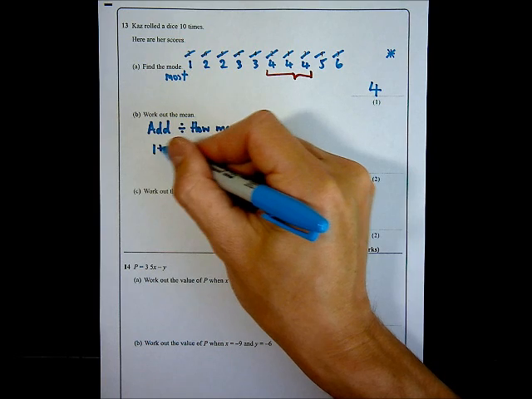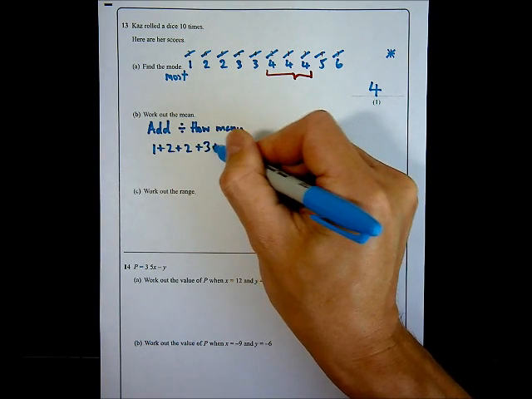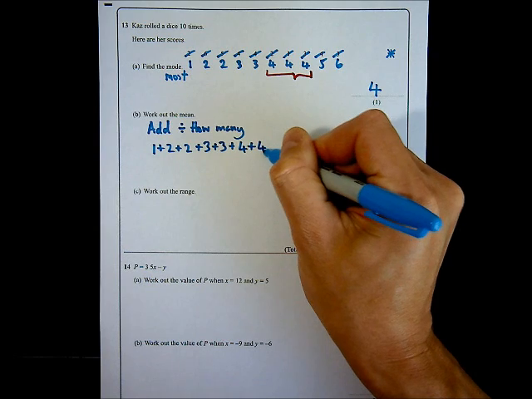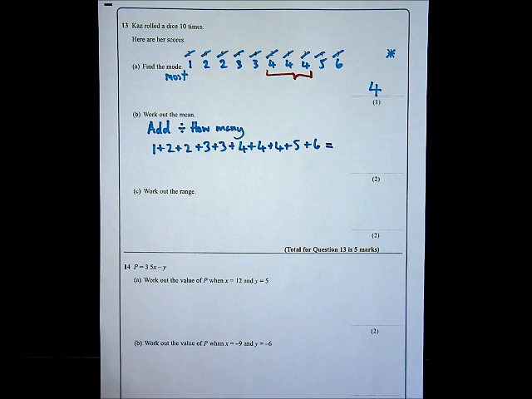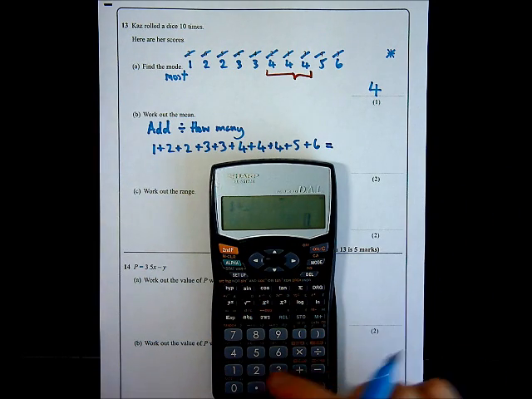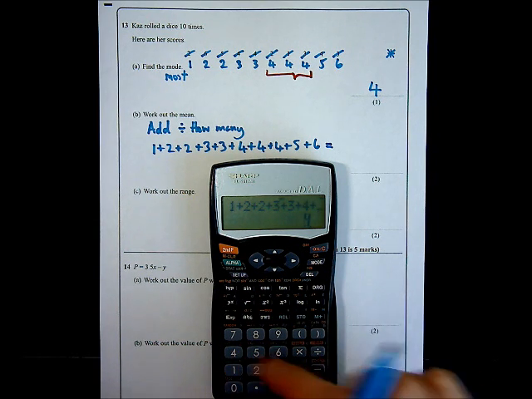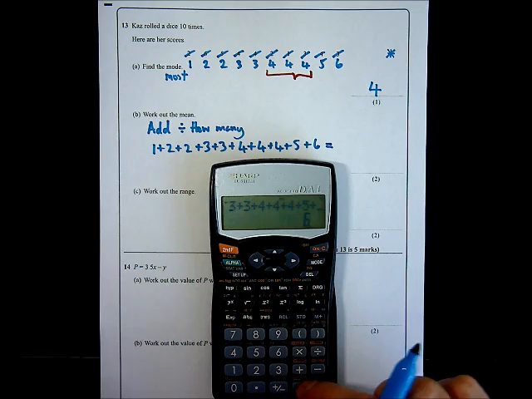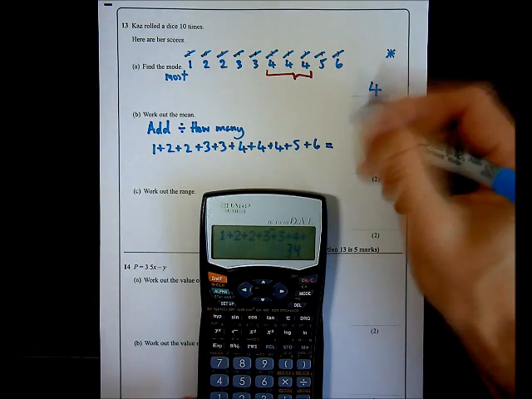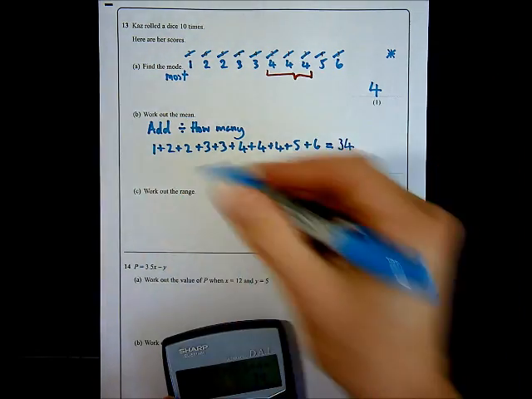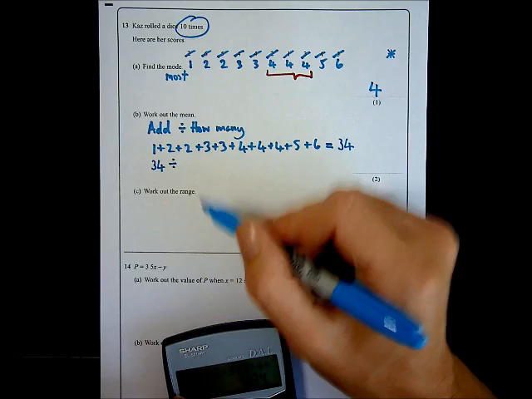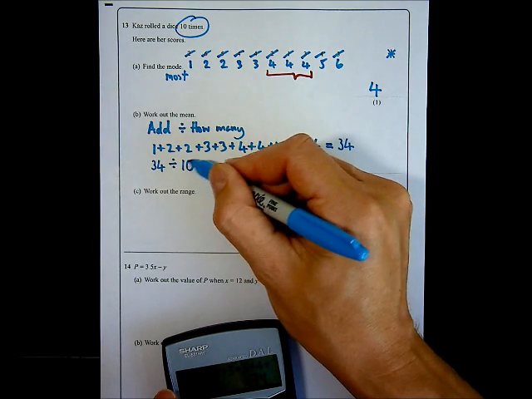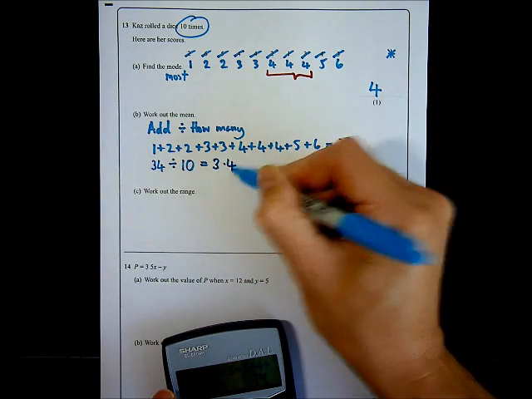So 1, add 2, add 2. Continue going. And I can do that on my calculator. So 1, add 2, add 2, add 3, add 3, add 4, add 4, add 4, add 5, add 6. And that equals 34. And then I divide that by how many there are. 34 divided by how many there are. And I'm told in the question there are 10, or I could count each number. So 34 divided by 10 is 3.4.